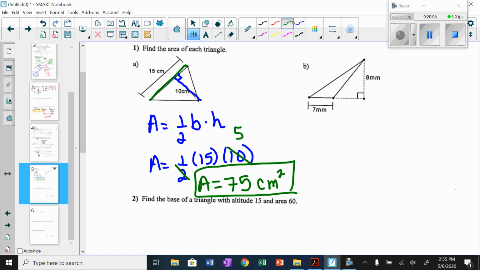All right, the next one. Let me explain what these dashed lines are. These are not part of the triangle. This is showing you just the height. That's it. Now the base is still 7. Okay, the base is 7. These dashed lines are just showing you the height.